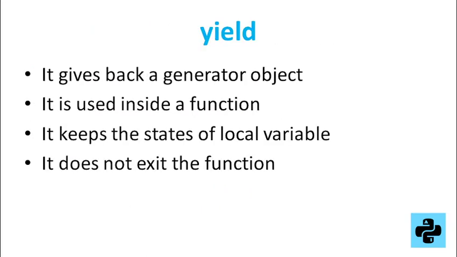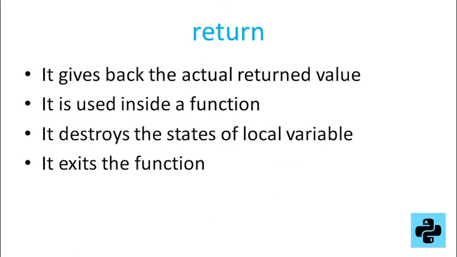Yield statement gives back a generator object. It is always used inside a function. A powerful feature is that it keeps the states of the local variables. Moreover, whenever it is called, it does not exit the function.